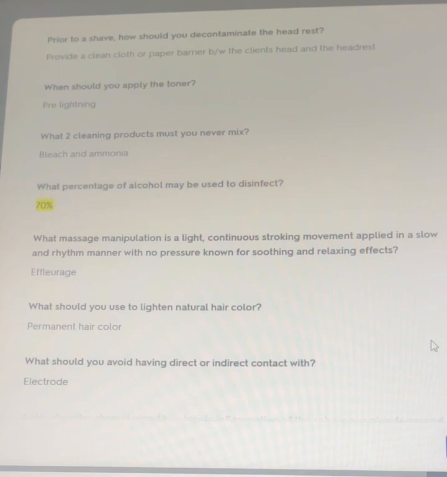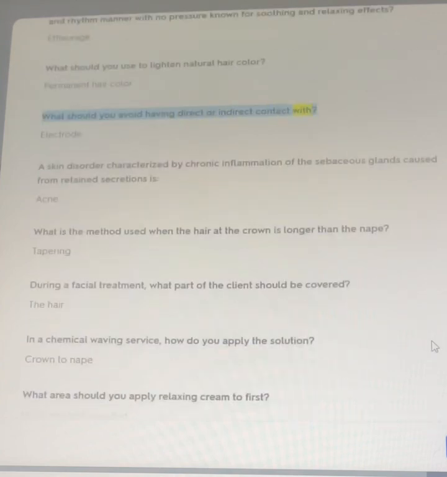70%. What massage manipulation is a light, continuous stroking movement applied in a slow and rhythmic manner with no pressure, known for soothing and relaxing effects? Effleurage. What should you use to lighten natural hair color? Permanent hair color. What should you avoid having direct or indirect contact with?